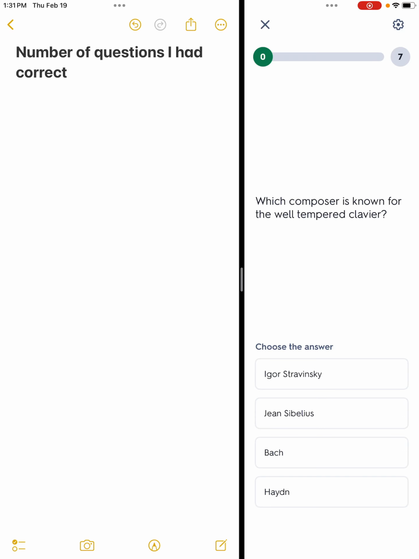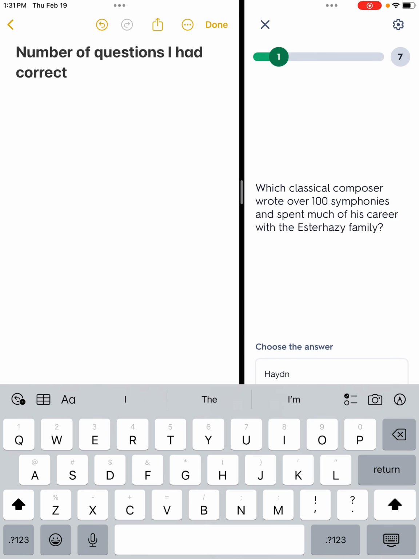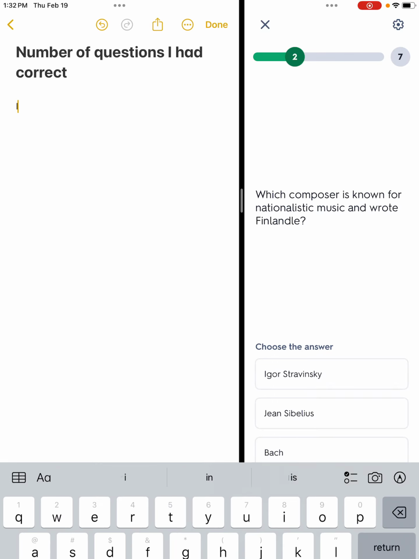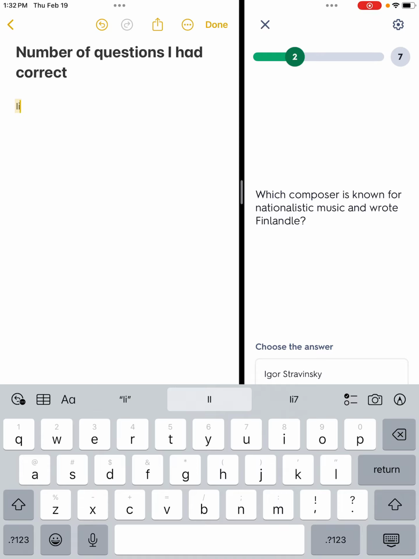Which composer is known for the Well-Tempered Clavier? Bach? Correct. Okay, so I'll put correct. That's 1 correct so far. Which classical composer wrote over 100 symphonies and spent much of his career with the Esterhazy family? Haydn? That's 2. Okay, keep going.